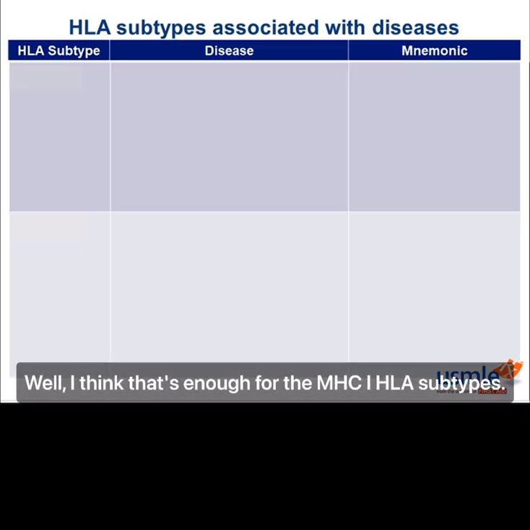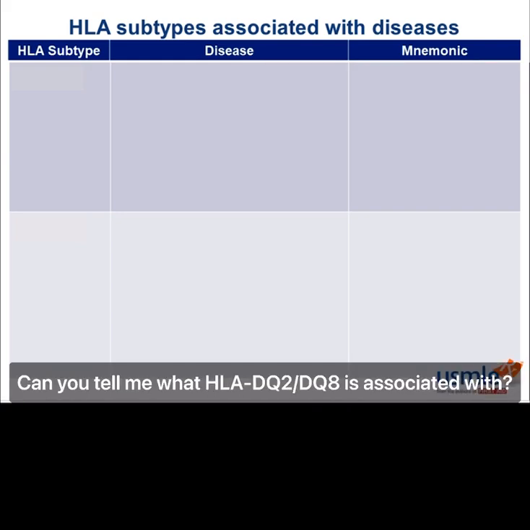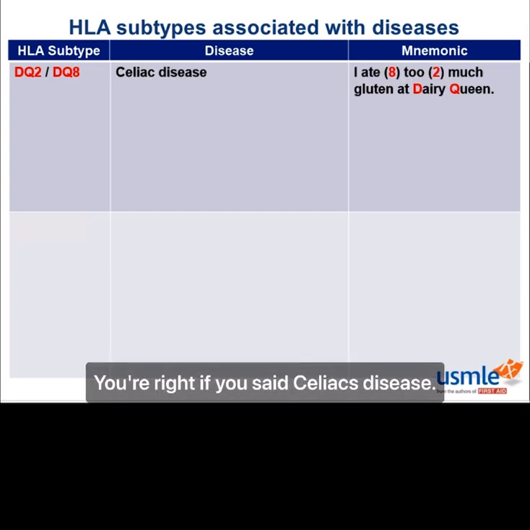Well, I think that's enough for the MHC1 HLA subtypes. Let's move on to the MHC2 HLA subtypes. And again, they're HLA-DP, DQ, and DR. Can you tell me what HLA-DQ2, DQ8 is associated with? You're right if you said celiac disease.